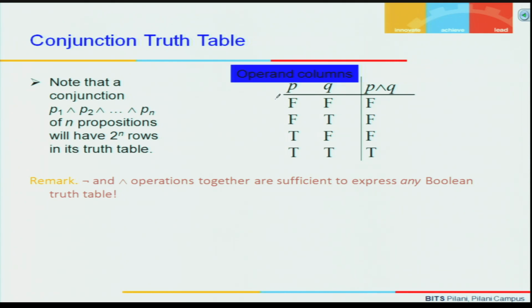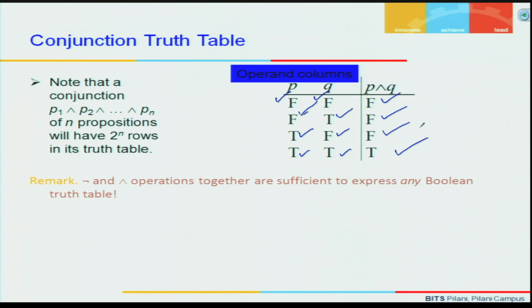When P assumes false and Q assumes false, P and Q is defined as false. When P is false and Q is true, P and Q is defined as false. This is how it is defined. When P is true and Q is false, P and Q is defined as false. When both of them are true, P and Q happens to be true. This is how it is defined.